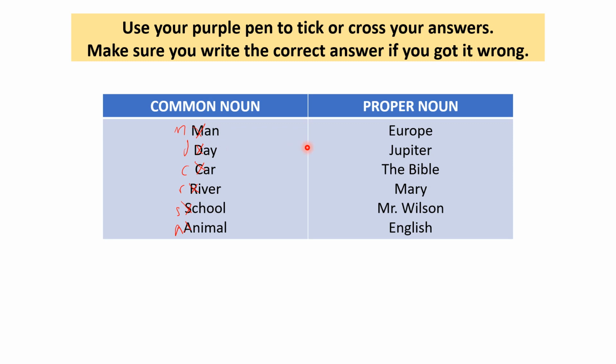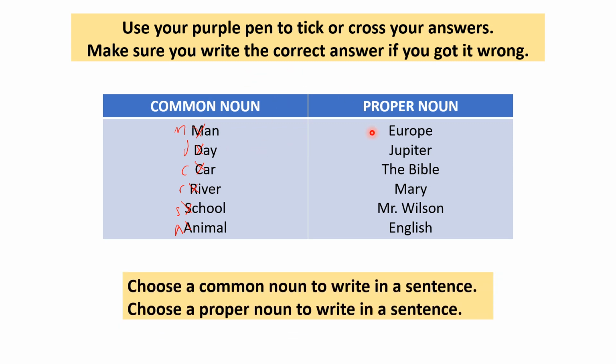Okay, now you should have a perfectly corrected table. What I would like you to do is choose a common noun to write in a sentence, and then you're going to choose a proper noun to write in a sentence. So, what I would do is I'd grab a highlighter. I want to use the common noun river in a sentence, and I'm going to use the proper noun Mr. Wilson. I'm going to use river to write a sentence, and then I'm going to start a different sentence, and I'm going to use Mr. Wilson. Pause the video, choose your own common noun and proper noun, and write them in 2 separate sentences, please.